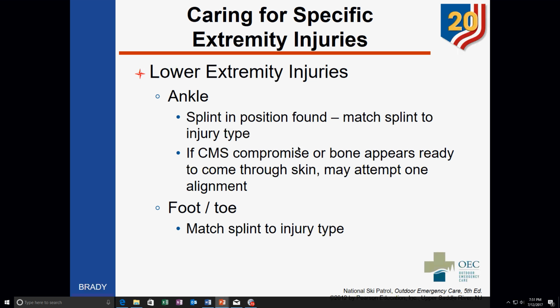Ankles, feet, toes, do what you can. It may be best not to take the boot off. They may want to leave it on. But that's something that you assess at the time. We can't take the boot off unless they give you permission.